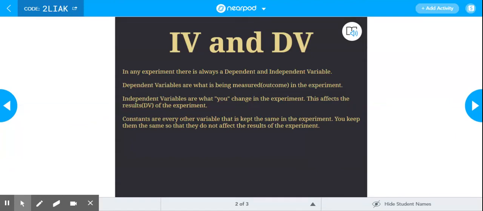Hey guys, so this assignment is going to be covering one of the most missed subjects that I saw across the board, and that was the dependent and independent variable. So what I'm going to give you the opportunity to do is work on an exit ticket, and if you get those questions right, it'll replace that grade for the dependent and independent variable.